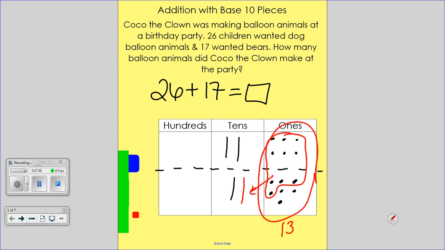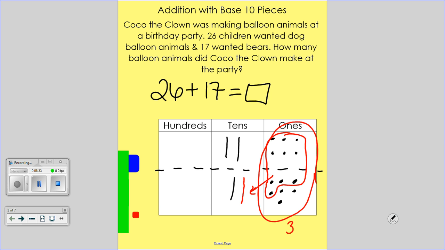So what I've done is I had 13 ones, but then I made a trade. So how many ones do I have now? Aiden Tracy? Nope, I traded some for a tens rod. And I moved them over to my tens column. How many do I have left in my ones? I only have 3. I didn't take it away, I traded it. Because it's still there, it's just now in a different column.